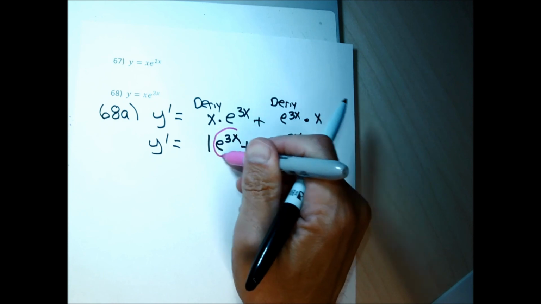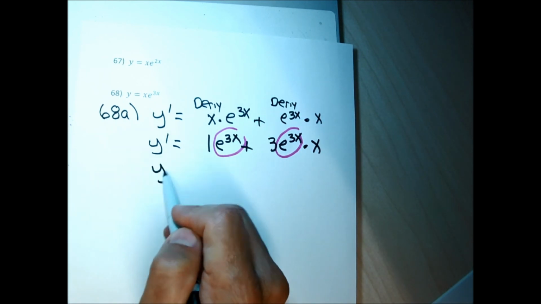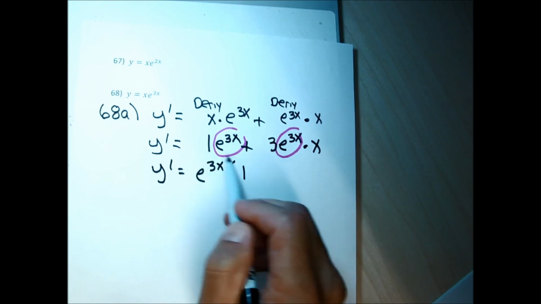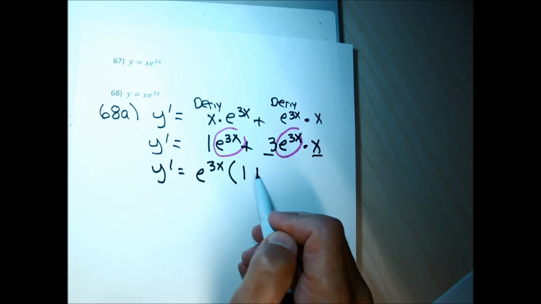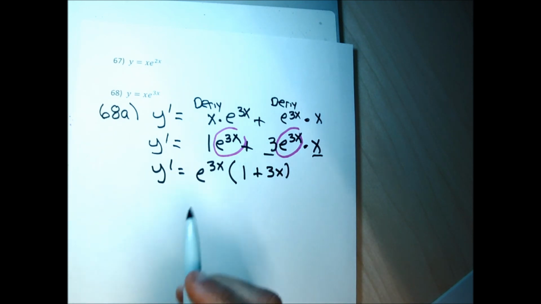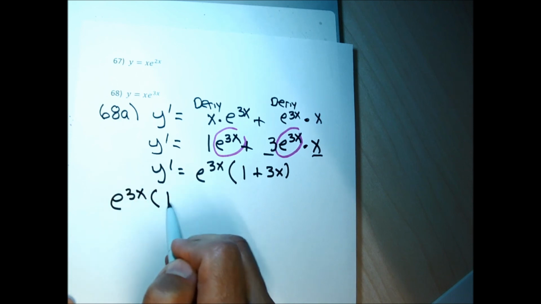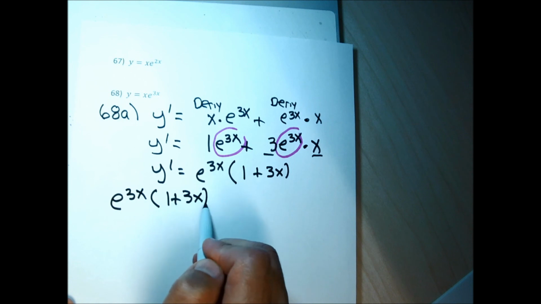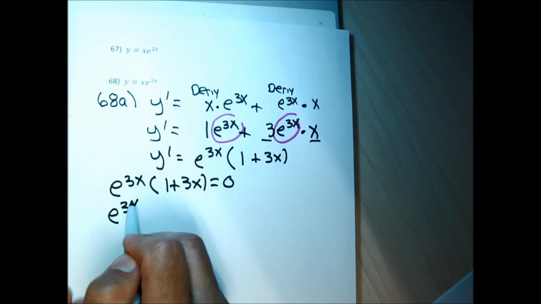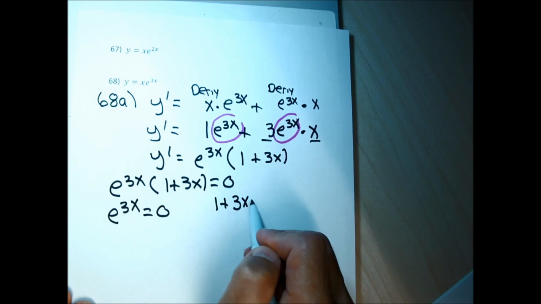I pull out my common factor of e to the 3x. I'm going to get y prime equals e to the 3x times 1 from there, and plus 3x from there. To finish up the part A, I take my derivative, e to the 3x times 1 plus 3x, and set it equal to 0. Since it's factored, I split the factors up. I go e to the 3x equal to 0, 1 plus 3x equal to 0.